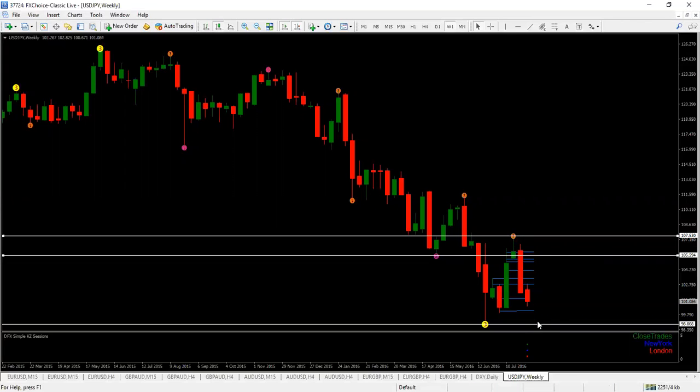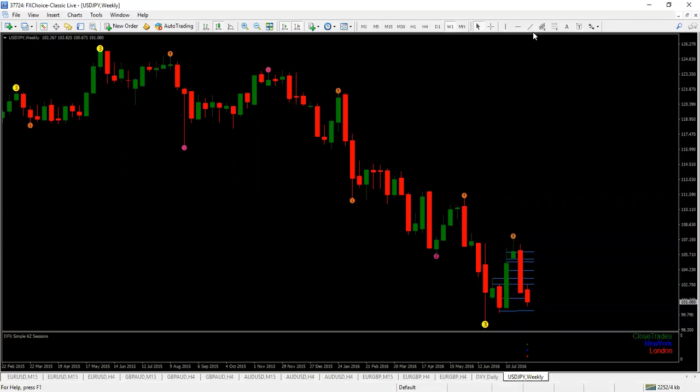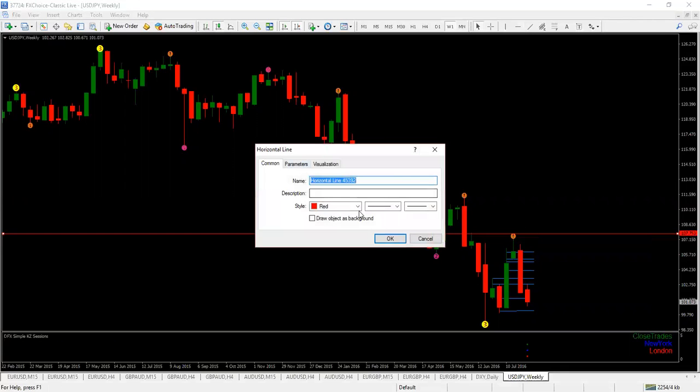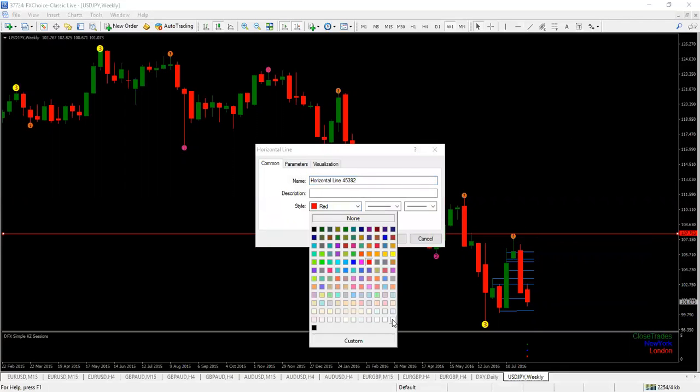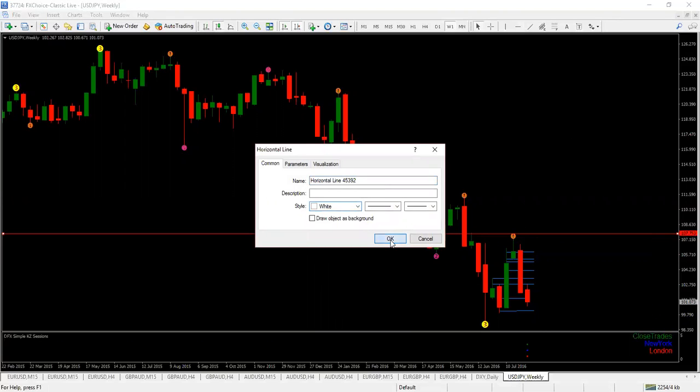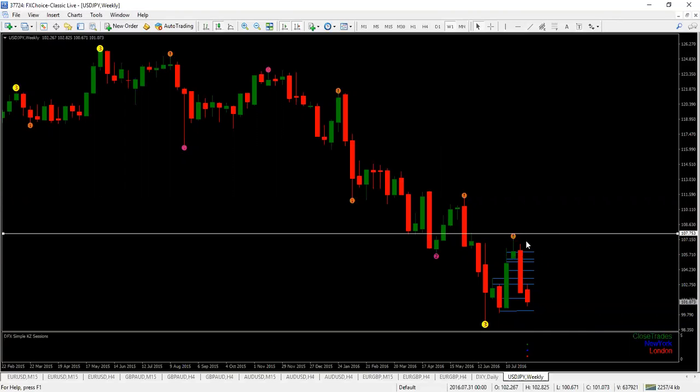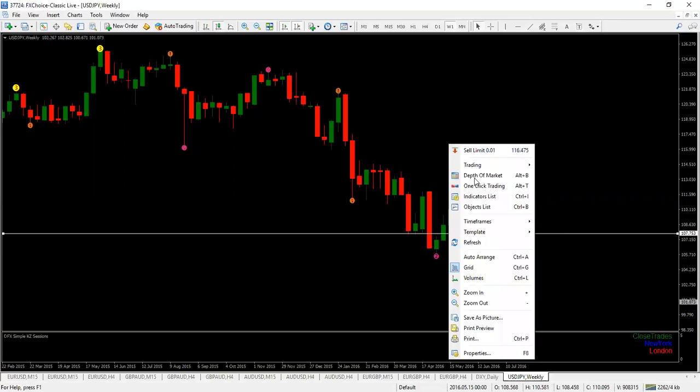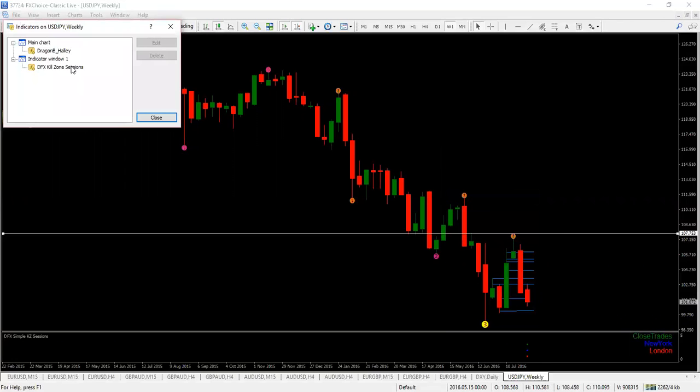Well, we are at the bottom of 12. The changes, I do different colors. So I do weekly will be white. Okay, so this right here would be a weekly high. Okay, this one.